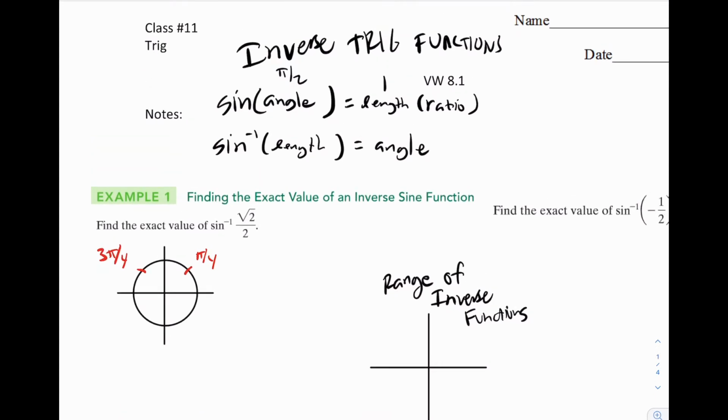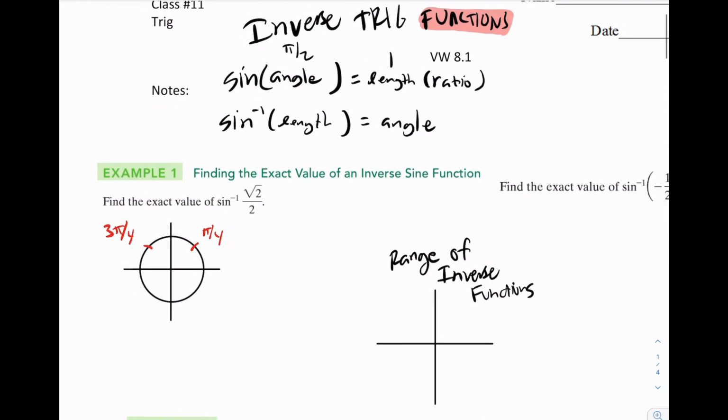So the key word here is functions. For functions, you should recall from algebra that a function only has one answer. Every input creates only one output, which means this is an issue. We can't have these two answers. So the way we do that is we restrict the answers. For sine, we don't consider quadrants 2 and 3. We don't even want that. For sine, you only highlight quadrants 1 and 4.